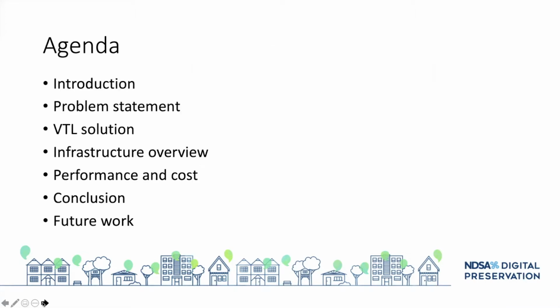So today, just a quick run through of what we'll be chatting about. We'll give an introduction to what we're doing at Virginia Tech, a bit about our problem statement and then our solution to those problems, an overview of our entire infrastructure, as well as an overview of the performance and cost of our decisions, and then finally a conclusion and future work.